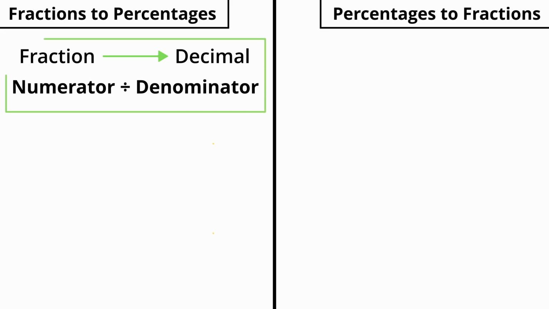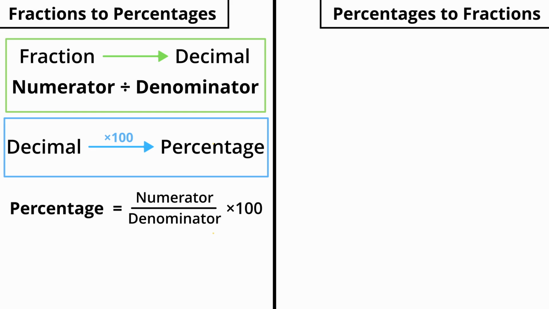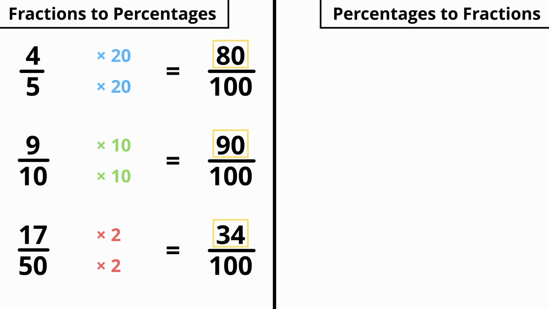To convert a fraction into a percentage, it's slightly more difficult. You need to combine the two previous methods into one. First, you convert the fraction into a decimal by dividing the numerator by the denominator, and then you times the answer by 100. With a calculator, you can do this in one go by using the formula percentage equals numerator divided by denominator times 100. Without a calculator, you would need to use the bus stop method and then times your answer by 100 to get the percentage. However, there are some fractions that don't require as much effort to convert. If you can make the denominator equal to 100, then the numerator will be the percentage.